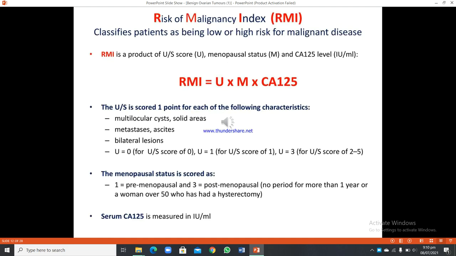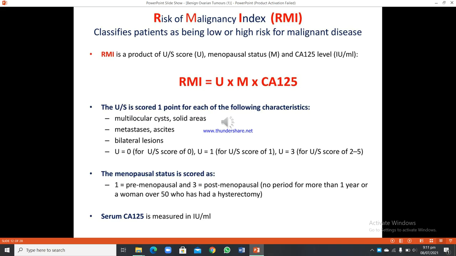Risk of malignancy index, that is RMI, classifies patients as being low or high risk for malignant disease. RMI is a product of ultrasound score, menopausal status, and CA125 level in international units per milliliter. RMI is equal to U times M times CA125. Ultrasound is scored 1 point for each of the following characteristics: multilocular cyst, solid areas, metastasis, ascites, bilateral lesions.